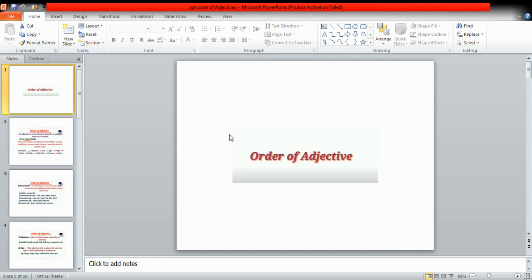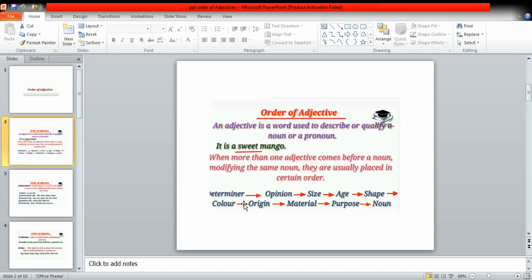Today we are going to start with the order of adjectives, all the kinds of adjectives and the practice sentences with all the kinds of adjectives we have already done. So today the topic which I have selected for discussion and explanation is order of adjectives. First of all we have to learn in which order we have to use an adjective. An adjective is a word used to describe or qualify a noun or a pronoun. It means that it tells us the quality of a noun.